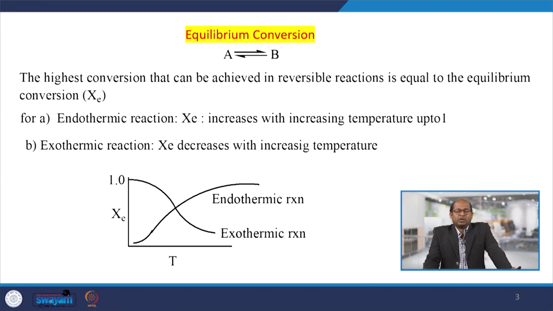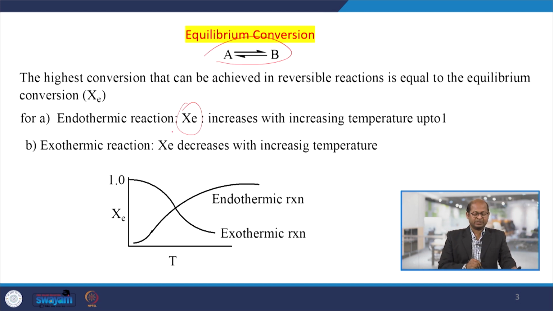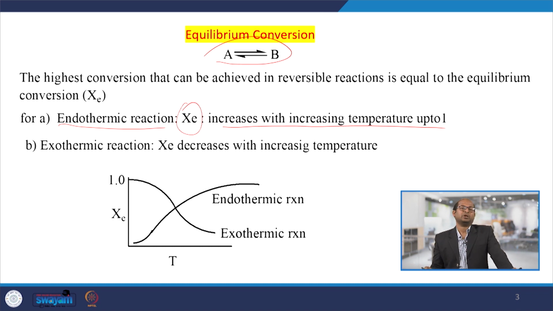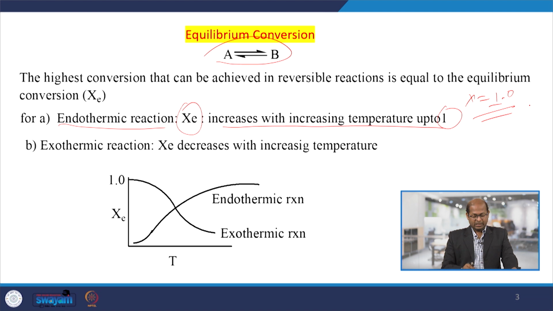Okay. So, now let us say this is a reversible reaction, and the equilibrium conversion we can express in terms of Xe. For endothermic reactions, the equilibrium conversion increases with increasing temperature, and that would reach up to the maximum equilibrium conversion, that is 100%, that is X equals 1. So, here for endothermic reactions, this is the progress of temperature and conversion.